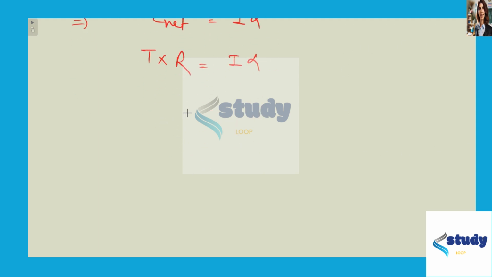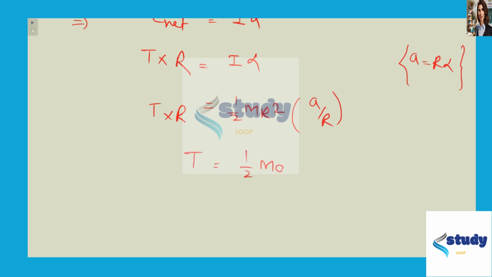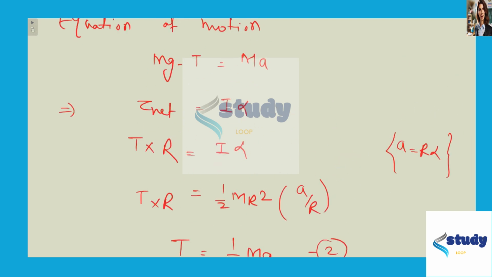Now I is the moment of inertia, so this is half mr square into alpha, which is given by a by r, as we know that a is equal to r alpha, equals T into R. From here we get the value of T, and this comes out to be half into ma. Let this be our equation second and the earlier one our equation first. Now put the value of T in first.